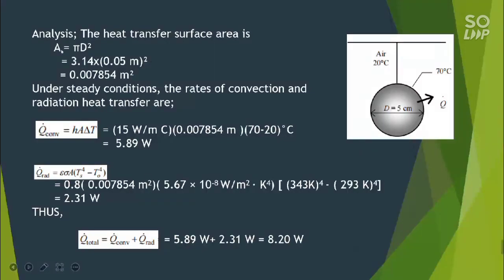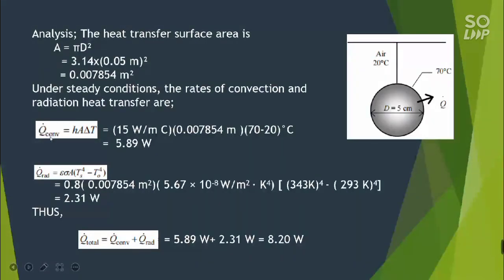So for our surface area, again, we have the formula pi d squared. So plugging in the values, we have 3.14 multiplied by 0.05 meter squared. We get 0.007854 square meter.